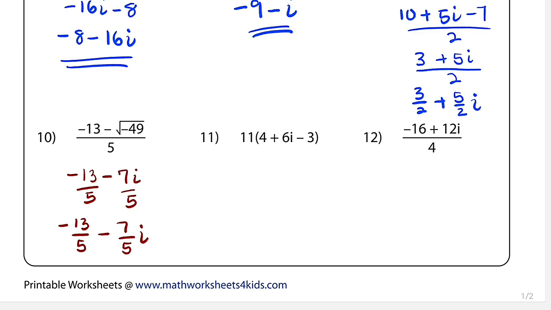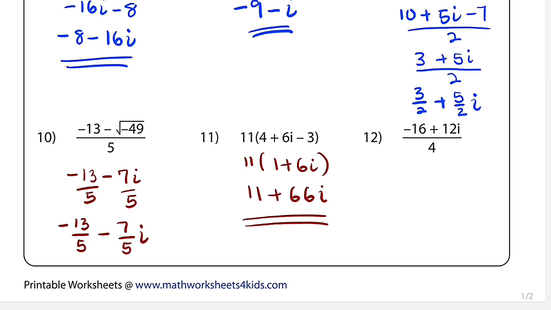Number 11, we have 11 multiplied by 4 plus 6i minus 3. In the bracket, we have 4 minus 3, which is 1. So we have 11 multiplied by 1 plus 6i. If we expand, you have 11 times 1, 11. Then plus 6 times 11, because we are multiplying 6 by 11. We have 66, then i. This is now in standard form.